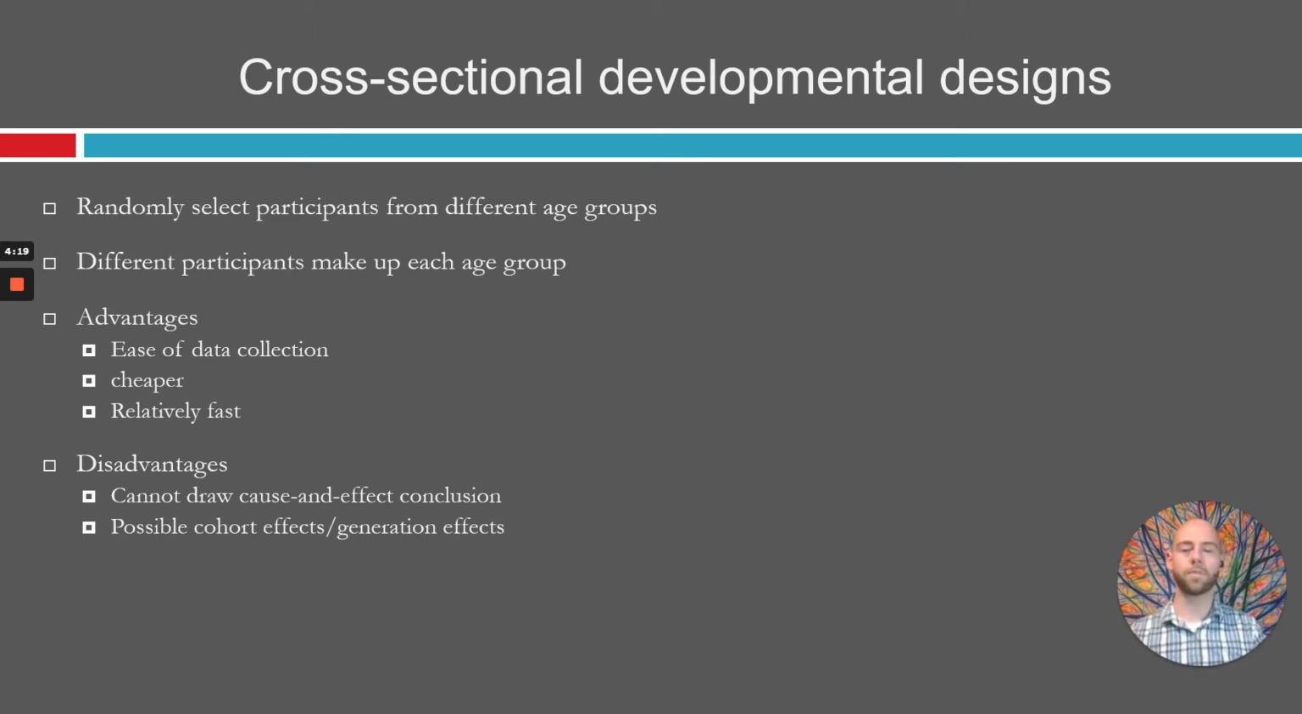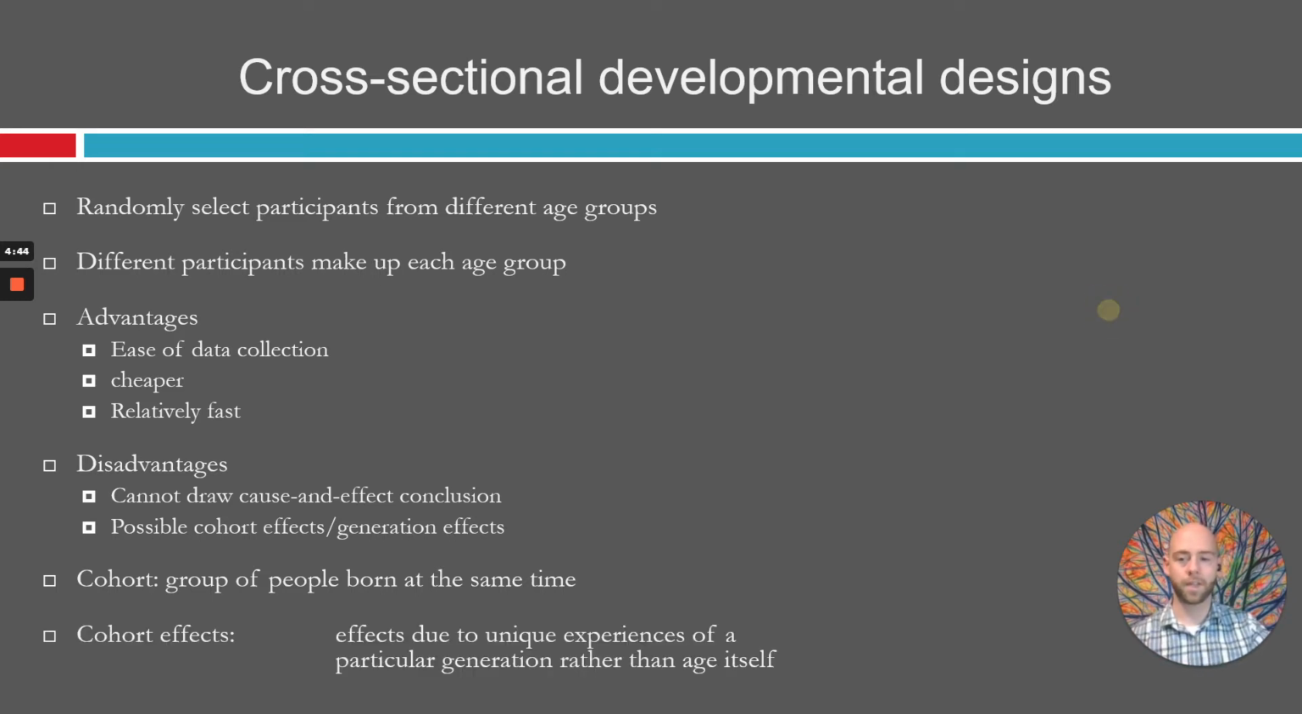So because you cannot really isolate the effects of age here, you can't really draw a cause and effect or causal type of conclusion from these cross-sectional designs because of what I've described as these cohort effects or generation effects, the effects of these different groups of having had different experiences and historical context. So a cohort is basically the cross sections are your cohorts. A cohort is just a group of people born at the same time. And cohort effects, as I've described, are the unique experiences of those people.